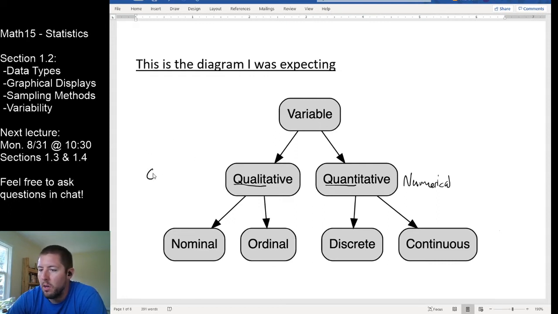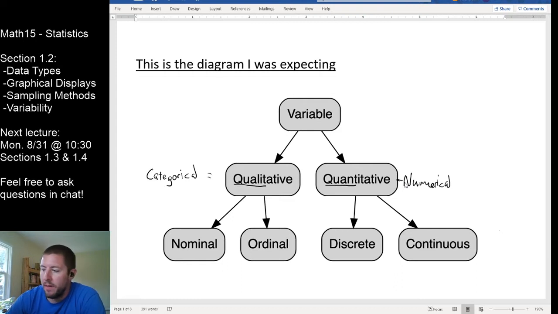And so these are also given as categorical and numerical. These are just alternate words for qualitative and quantitative here. So those are the same, and those are the same right there. Each of these then breaks down a little bit further, right? So we're talking qualitative variables. We're talking about things that break down into categories.